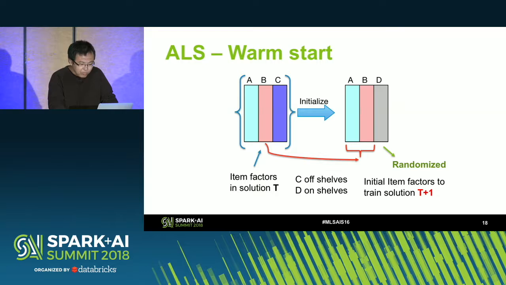If some new items appear, such as item D, we use random vectors as the initial factors. After this initialization, just optimize the factors like the previous version. We also tried to initialize the new item factors with the average value of the corresponding category. However, this makes no difference.